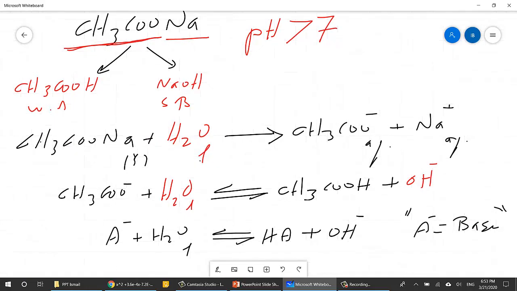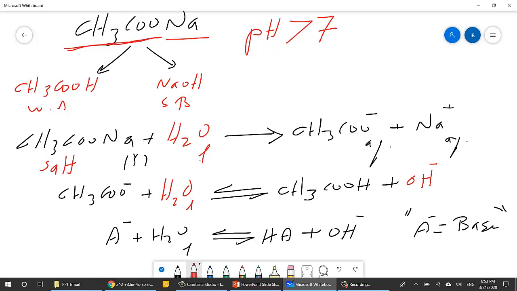This is the equation of reacting sodium acetate in water, liquid, to give CH3COO minus plus Na plus. A salt dissociates completely in water. This is not a weak acid. This is a salt. It's completely soluble in water. If you go back to chemistry 101, you know that acetate salts of group 1 are all completely soluble in water.